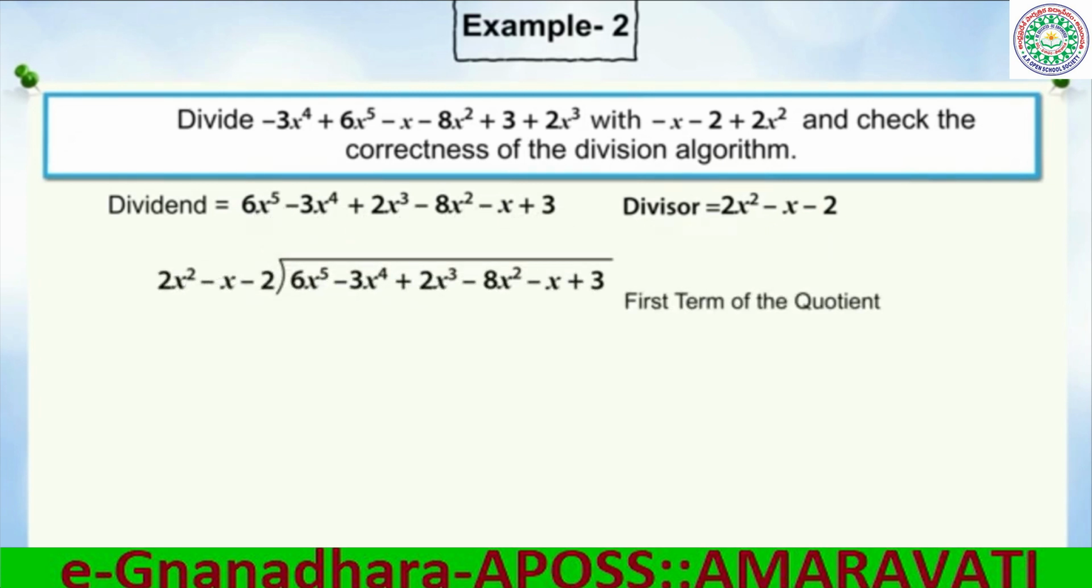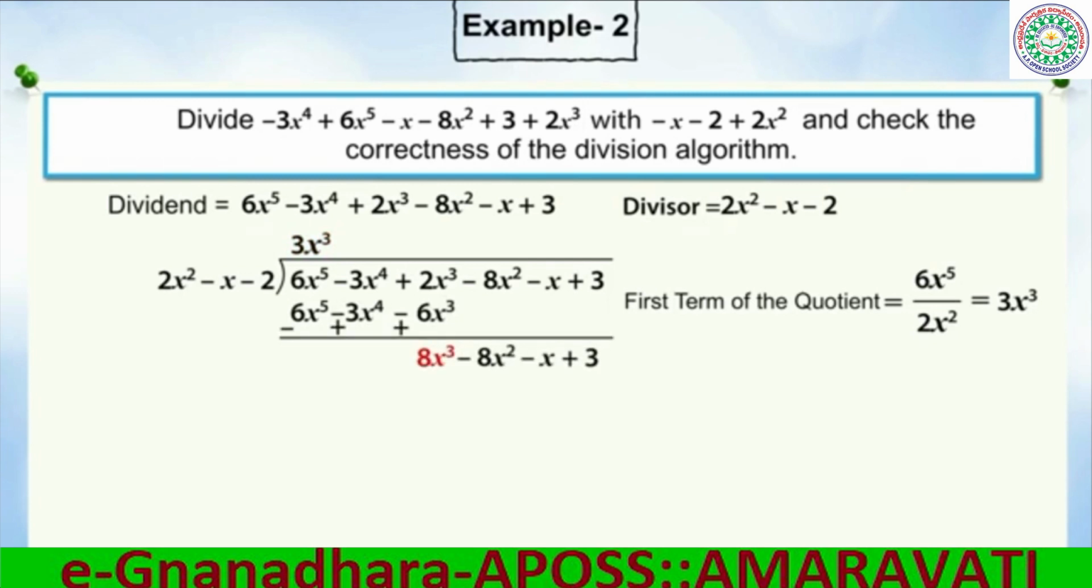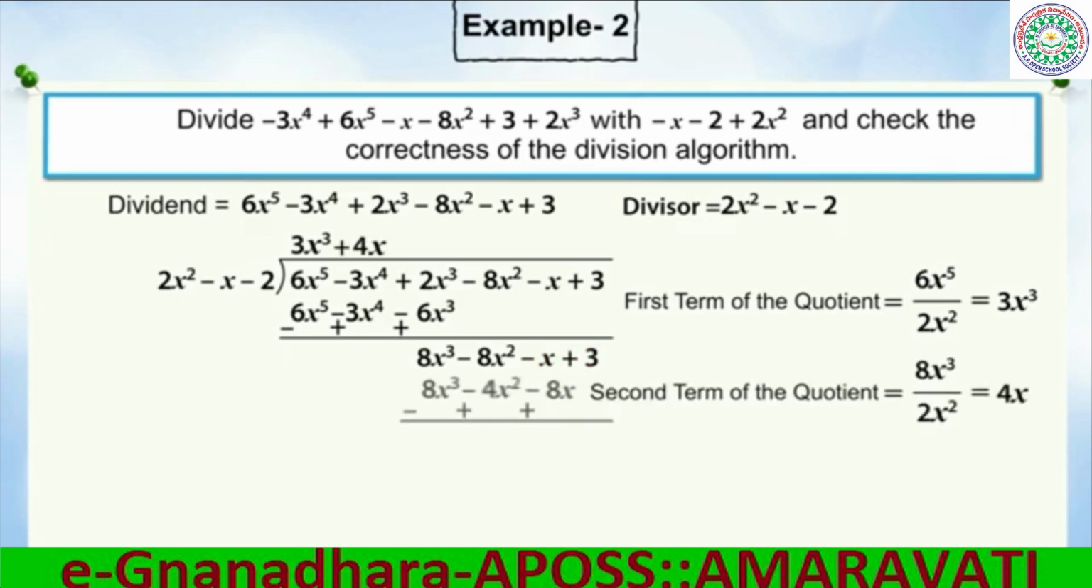To get the first term of the quotient, divide the highest degree term of the dividend by the highest degree term of the divisor. Now multiply the divisor by this quotient and write below the dividend. After subtracting, the remainder we get is 8x raised to the power 3 minus 8x raised to the power 2 minus x plus 3. This becomes the new dividend. Repeat the division process with the new dividend, which is 8x cubed minus 8x square minus x plus 3.